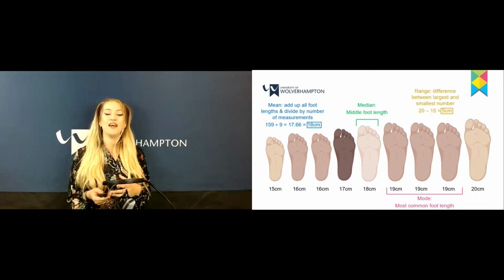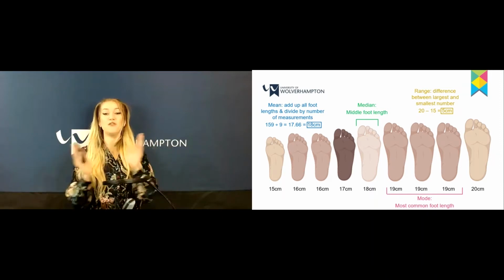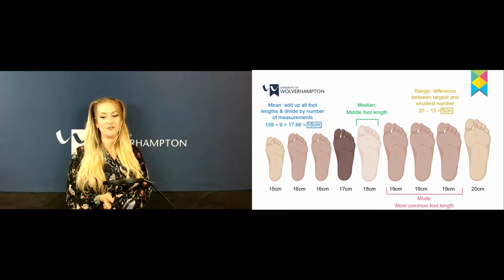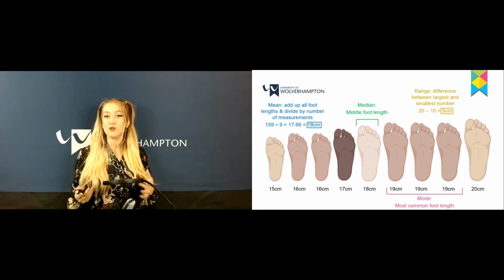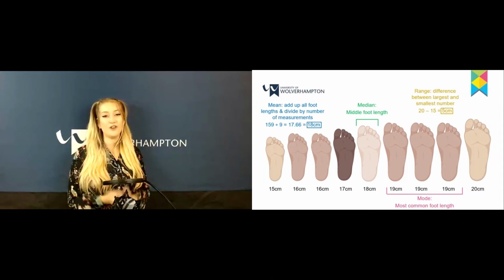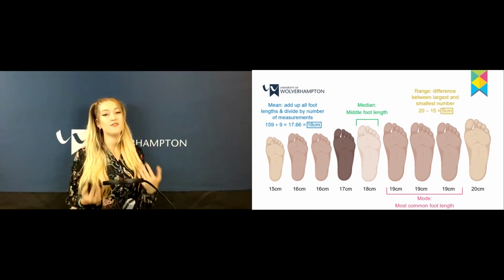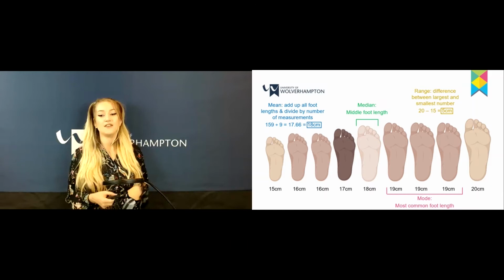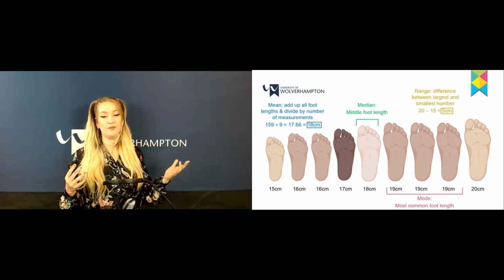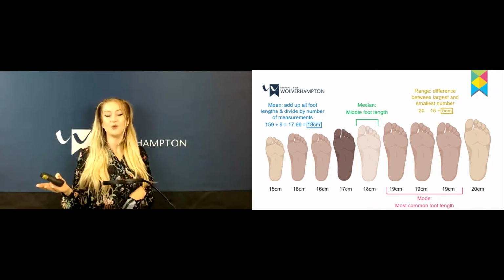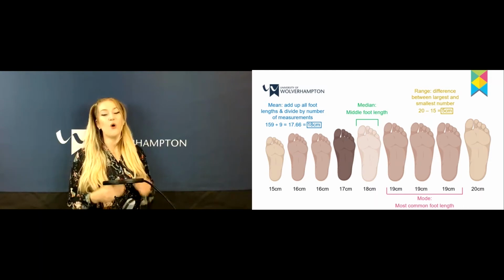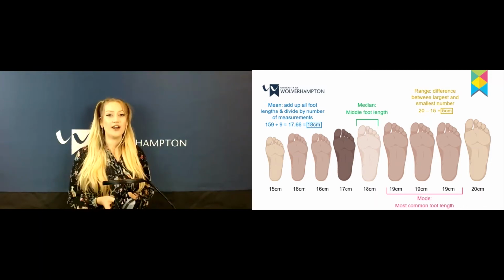Our median is the middle number, so the middle foot length. As you can see here, this was 18 centimetres. The mode is our most common number. Again here, the most common foot length is 19 centimetres. And then finally, our range is the difference between the largest number and the smallest number. So in this case, it would be 20 centimetres take away 15 centimetres, which would give us a range of 5 centimetres.